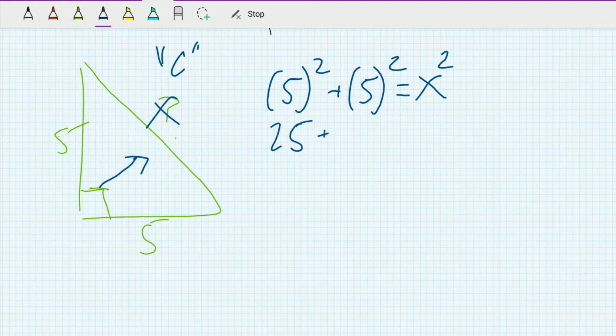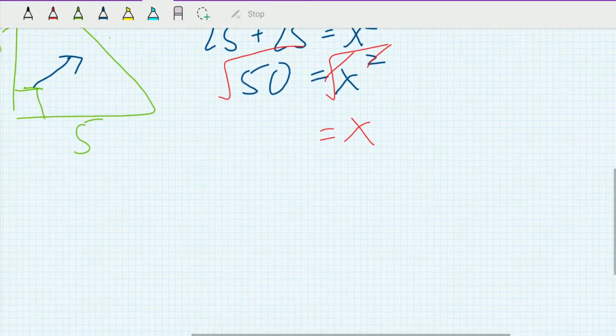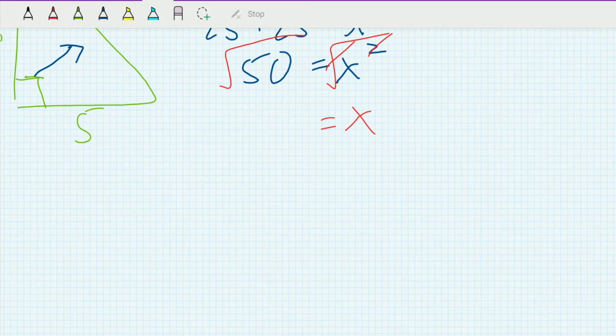So we end up getting 25 plus 25 equals x squared. We end up getting 50 equals x squared. My next step is just going to be, sorry, that looks really bad, to do the square root. All right, and then after that, the square root and the squaring cancel because they do opposite functions. And so now it's all about breaking down the 50. Honestly, this is probably the hardest part of this entire pattern, okay? So let's go ahead and break down 50.